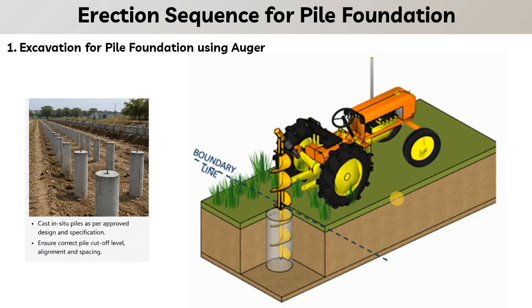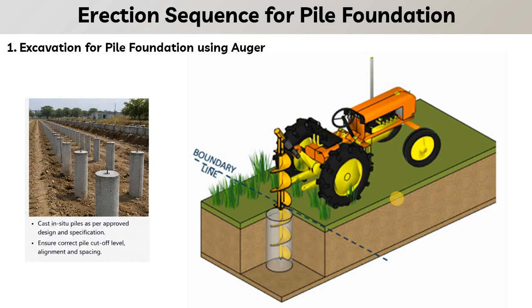Let me just make the difference between cast in situ and precast. The activities that are done on site are known as cast in situ, and the elements that are made ready in the factory and then erected on site are known as precast elements. So here you can see this is the cast in situ procedure, where the auger drilling is done, and then the casting inside the pit has been done.